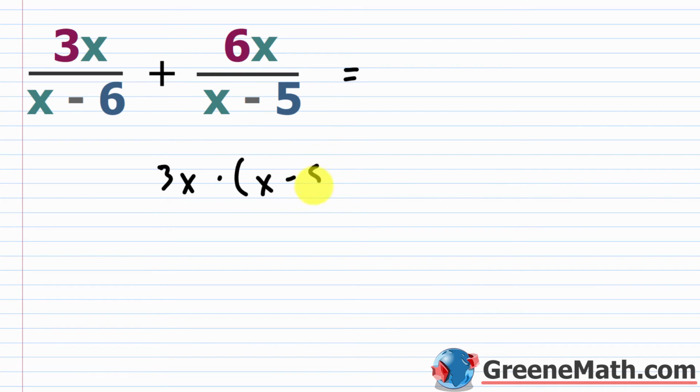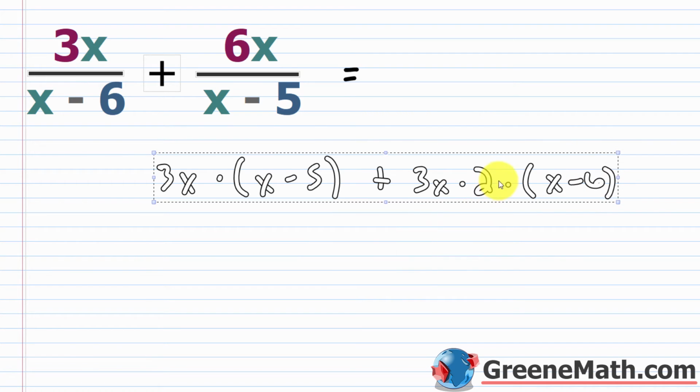Let me clearly make that better. And then plus, I'm going to write 6x as 3x times 2, because I'm going to end up pulling the 3x out. And then this is going to be multiplied by the other denominator, which is x minus 6. That's what I would need there. So let me slide this down a little bit.